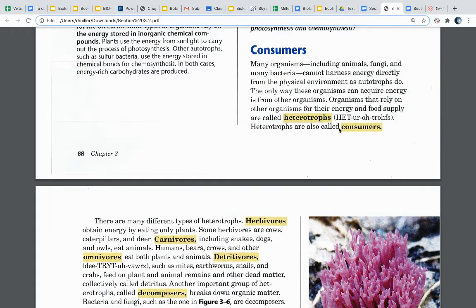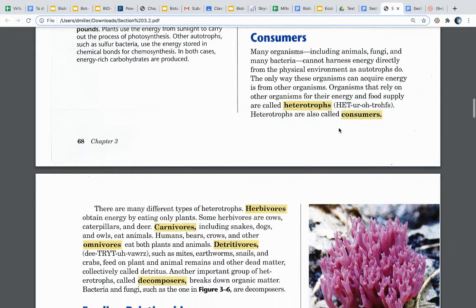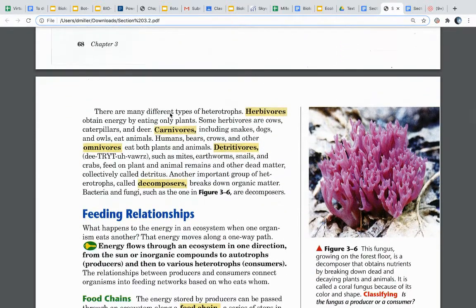Consumers. Many organisms, including animals, fungi, and many bacteria, cannot harness energy directly from the physical environment as autotrophs do. The only way these organisms can acquire energy is from other organisms. Organisms that rely on other organisms for their energy and food supply are called heterotrophs. Heterotrophs are also called consumers. There are many different types of heterotrophs.